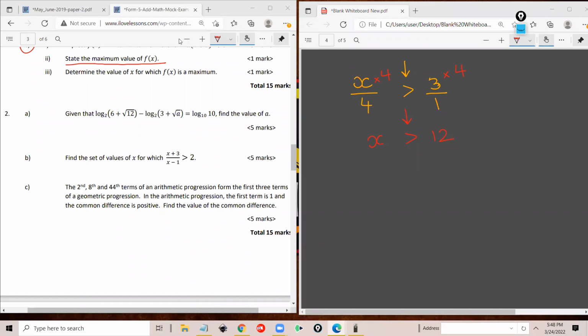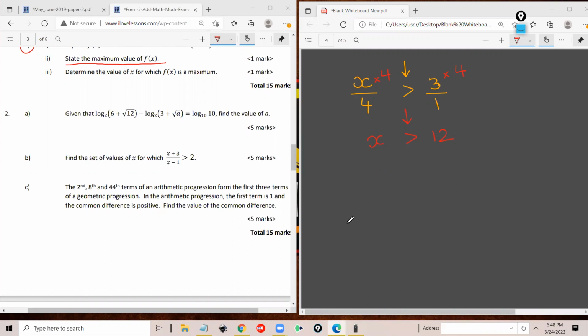One person said no. Khalil says no. Amaya says no. The answer is no, because you're only supposed to switch around the inequality when you multiply by a negative number. We multiply both sides by +4, so we don't have to switch it around.